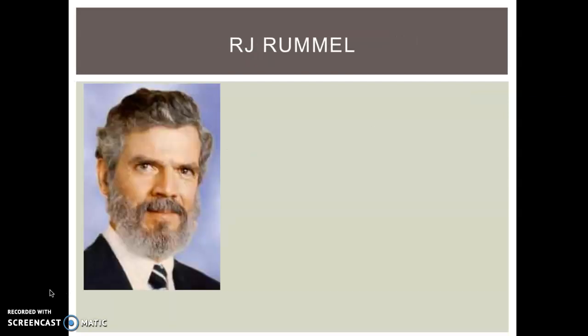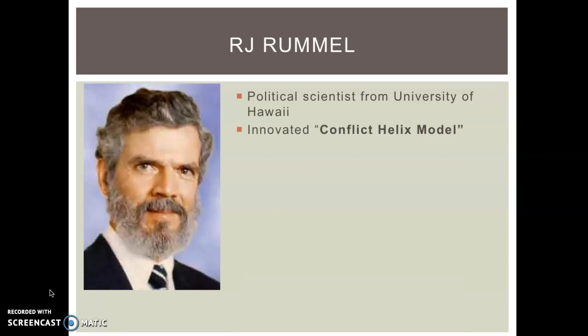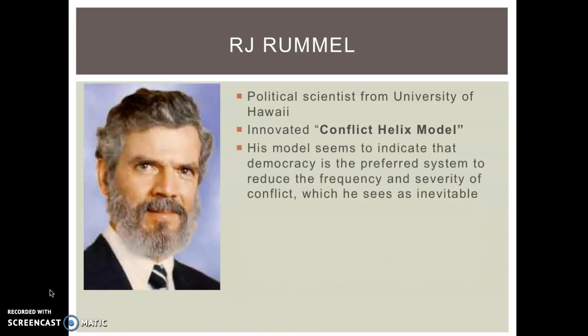All right, so today we're going to look at the model of R.J. Rummel. He is a political scientist from the University of Hawaii, and in the late 80s, I believe, or maybe the early 90s, he innovated a model that was called the conflict helix model. I found that this is a pretty useful tool to help describe an interpretation of how conflict happens. And I think what it tries to show is that democracy is really the preferred system, because he's going to assume that conflict is inevitable.